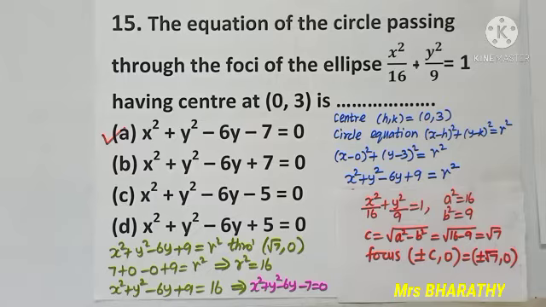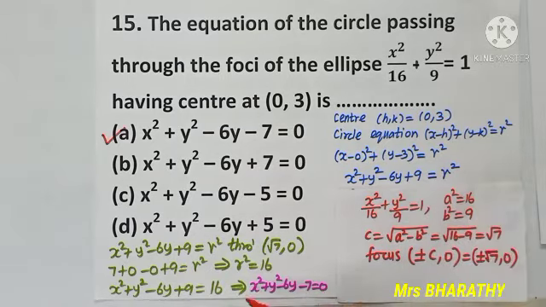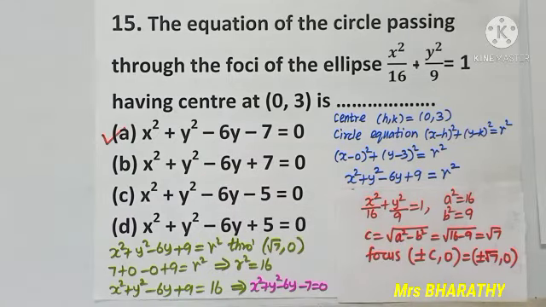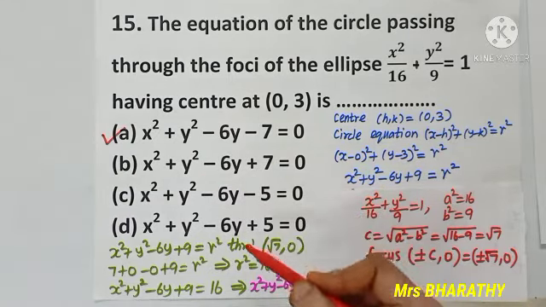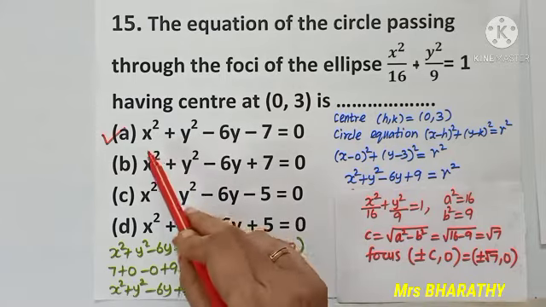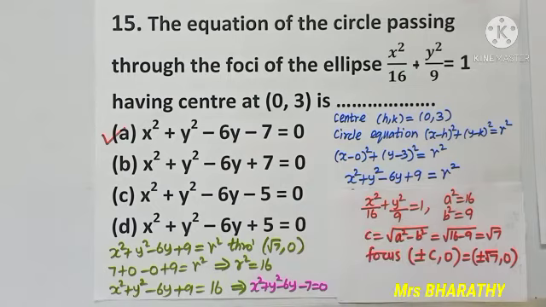In shortcut, you can identify the focus alone. No need the equation of circle or the simplification. I can just identify the focus, which is root 7, 0. Out of the 4 equations, check which equation satisfies root 7, 0. So we arrive at x square plus y square minus 6y minus 7 equal to 0.